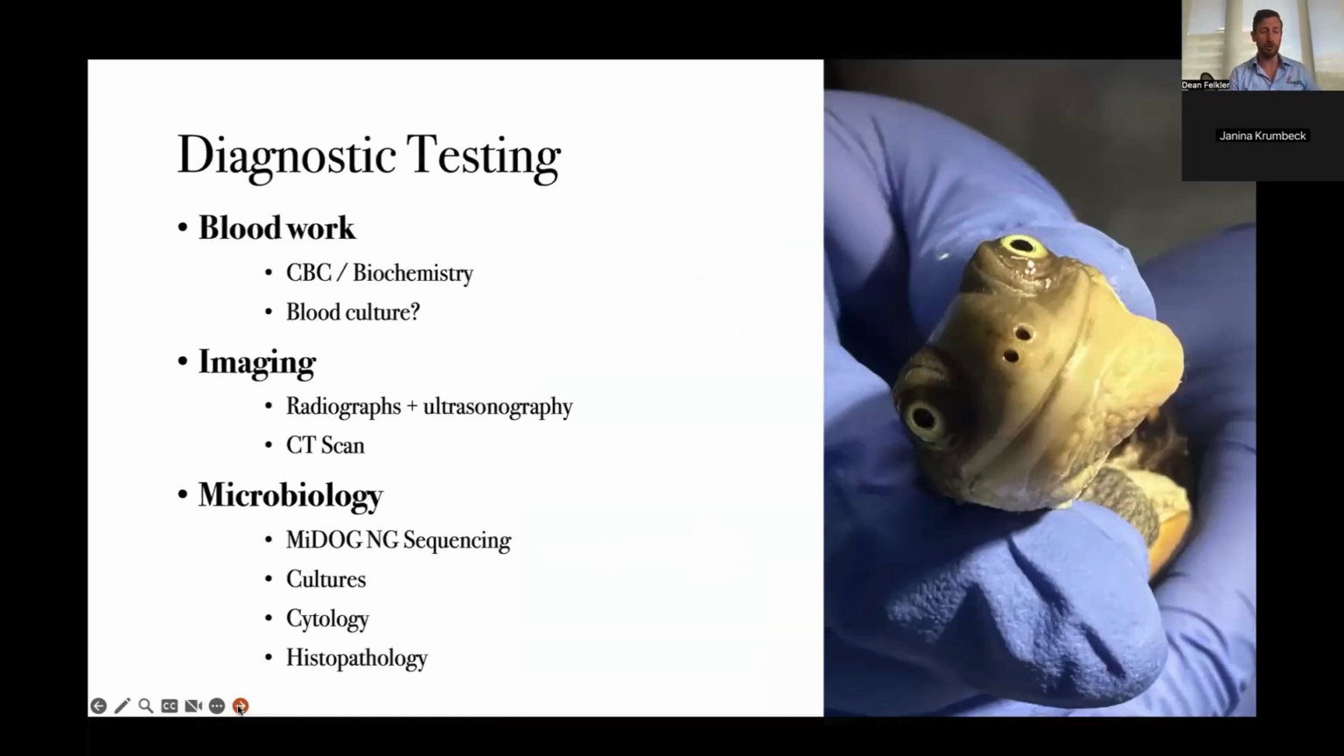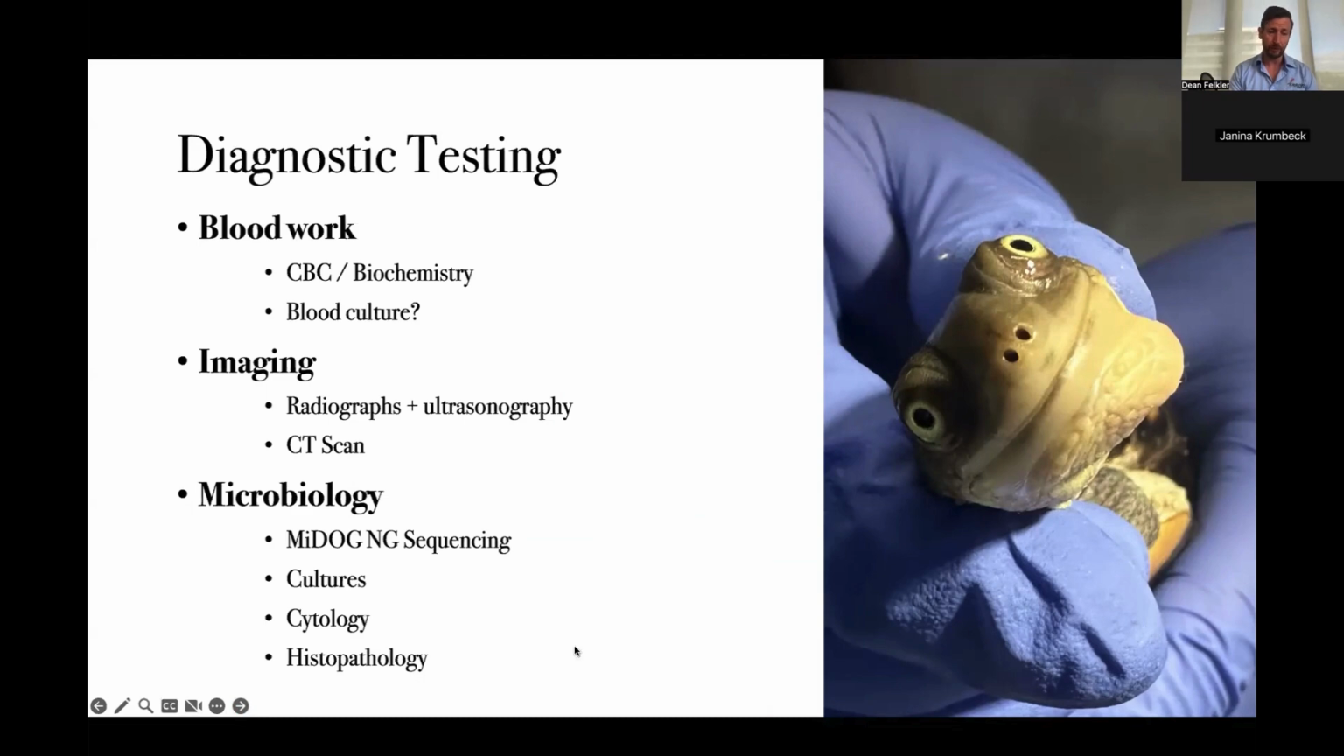So as always, we want to treat the whole patient. So we want to do a CBC and a biochemistry. A blood culture might be useful with these patients just to make sure there's no spread of infection throughout the bloodstream. Then some imaging. Is it just superficial with what we can see, or has it spread to other areas of the body, the liver, for instance? So even though we've just got a superficial lump, we want to do some radiographs and an ultrasound or a CT just to see if there's any other disease going on.